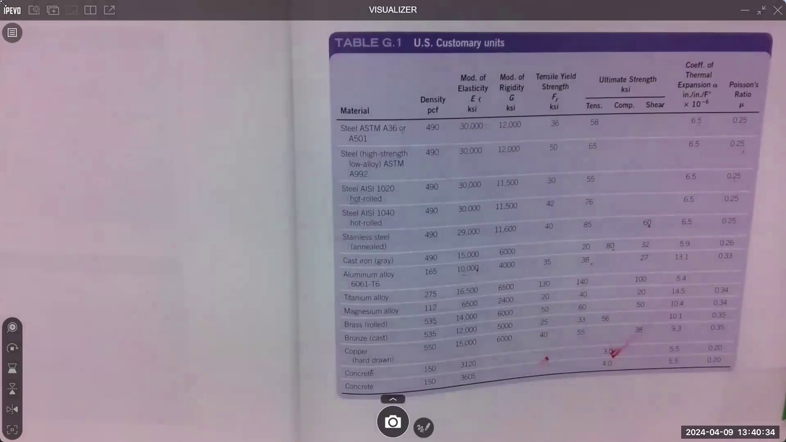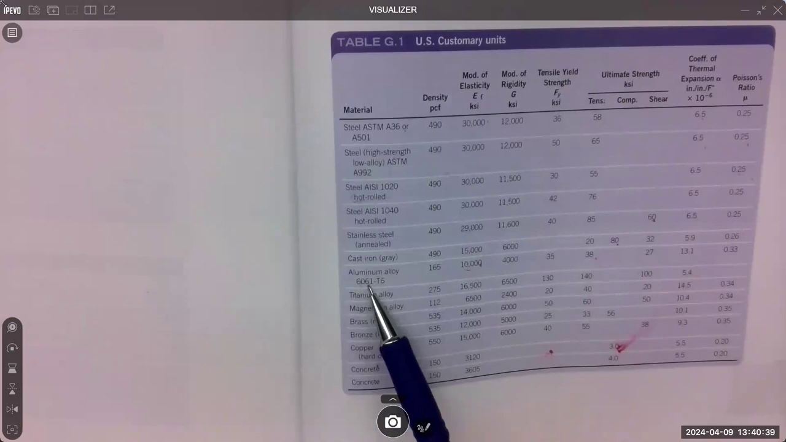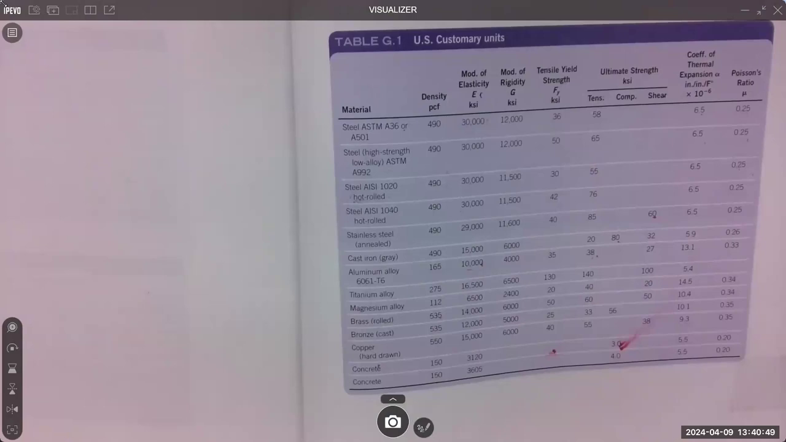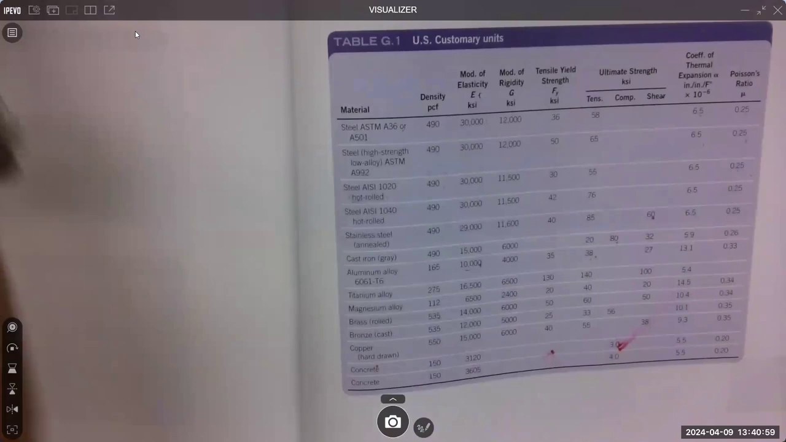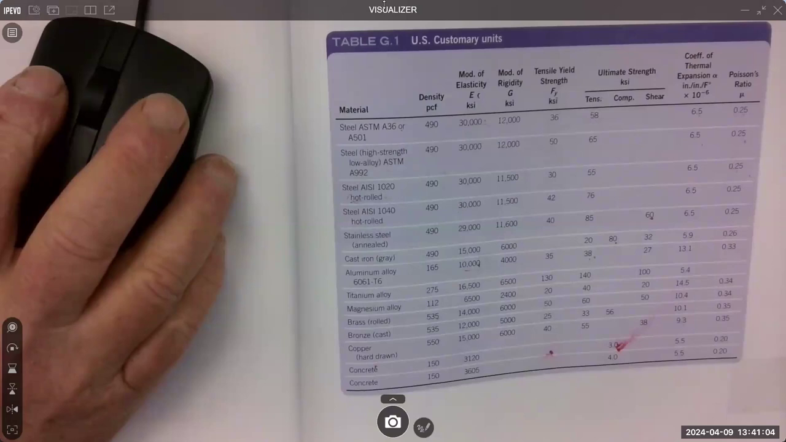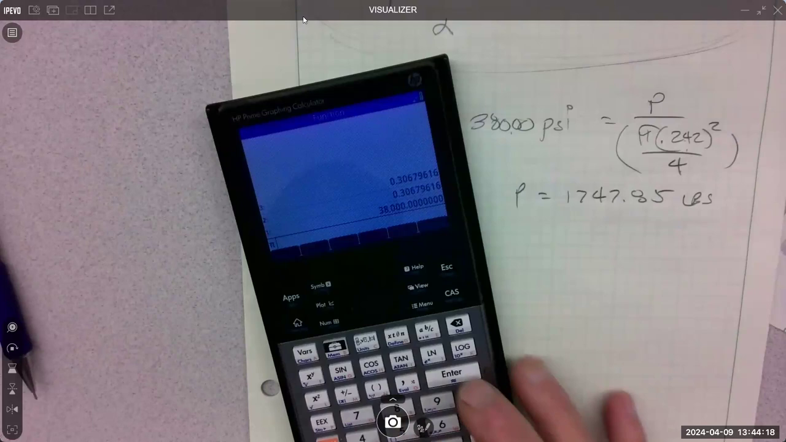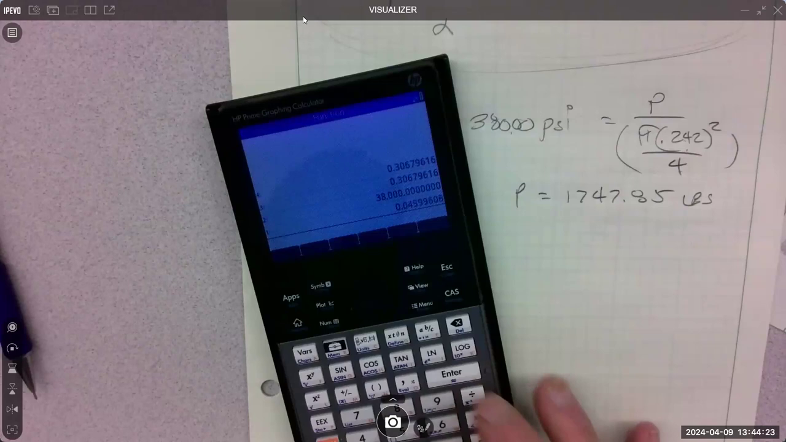So we only have this aluminum 6061, right? And what's it give us for tensile ultimate? 38. So now you know 38,000 is the breaking stress. You know the diameter, how much load would it take? 0.242. All right, so 38,000 times pi times 0.242 squared over 4. Yep, I agree. 1747.